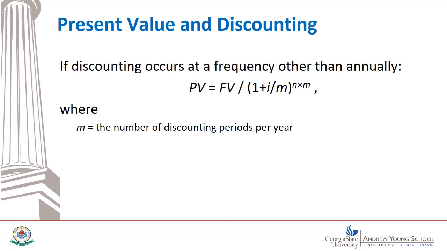If discounting occurs at a frequency other than annually, we follow the same convention we used earlier. We divide the annual discount rate by the number of discounting periods per year, and we have to multiply the number of annual periods by the number of periods within the year. In conclusion, this overview of the time value of money has demonstrated how a basic formula can be adjusted to solve for the missing present value or future value of a series of cash flows.